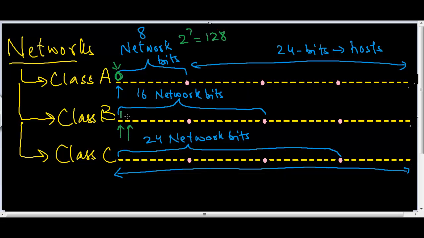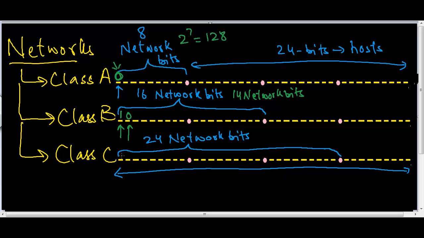And they were going to have a fixed value of 10. So in fact, out of the 16 bits that were reserved for networks, since these 2 bits are fixed, we only had 14 network bits available, right? Because the first 2 bits were fixed.